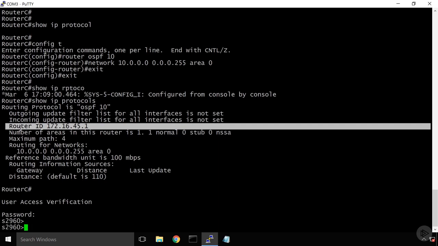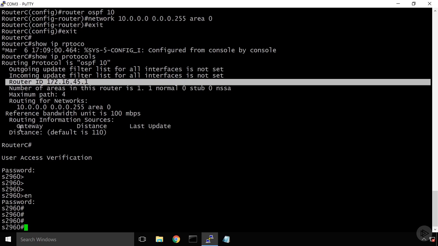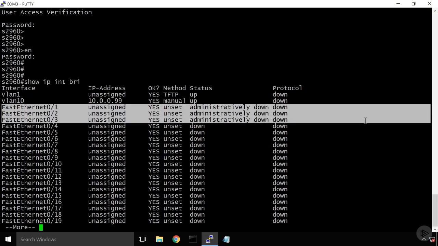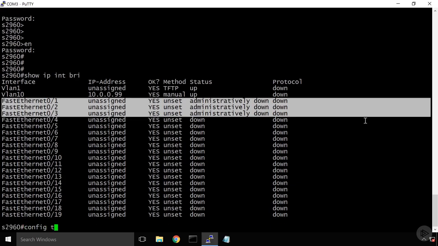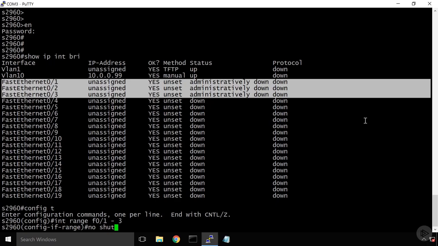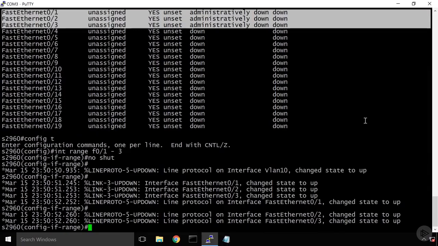So I've connected my rollover cable to my 2960. We'll go into privilege mode and then config mode. If I do show IP interface brief, we can take a look and see that right now I have F0/1, 2, and 3 are all administratively down. So let's go into config mode. We'll use the interface range command here to configure F0/1 through 3 all at the same time, and we'll issue the no shutdown command here. When I issue no shut, since I've configured these interfaces to use spanning tree port fast, they will come online all at about the same exact time.